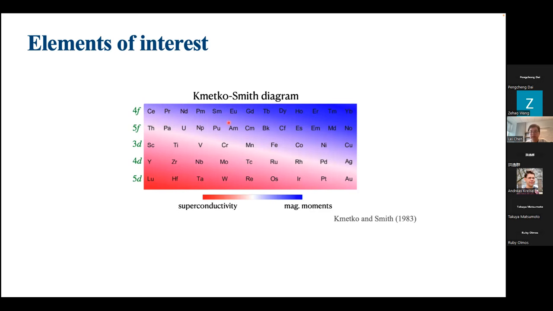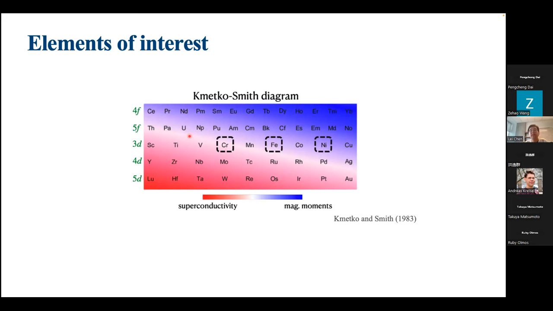The interesting elements are typically, not all of them, but typically lie in this crossover region, which we call the brink of magnetism. For example, the cerium element and the uranium element, which typically appear in Kondo-lattice systems, and also the chromium ions, as well as nickelates, which are regarded as correlated transition metals.